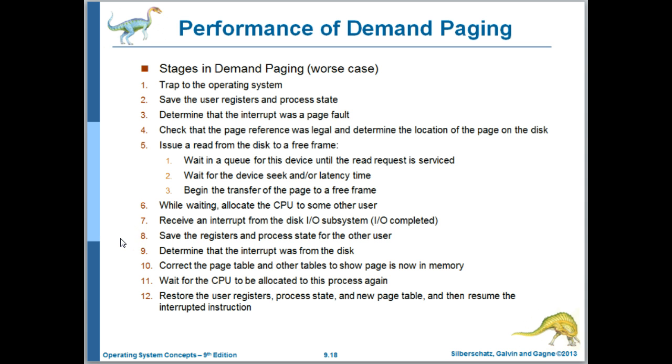perform the interrupt response, correct the page table, wait for that process to be scheduled once more, and then perform the context switch and resume the instruction that had originally caused the page fault.